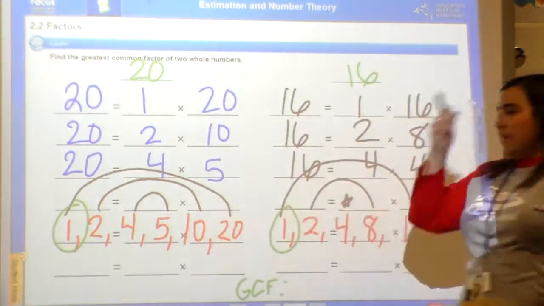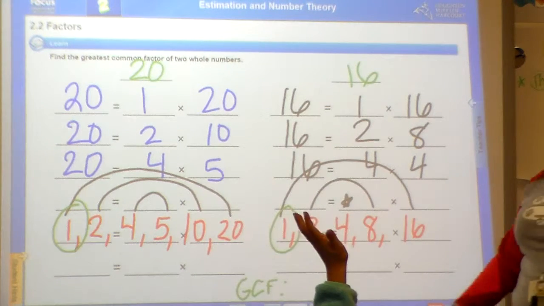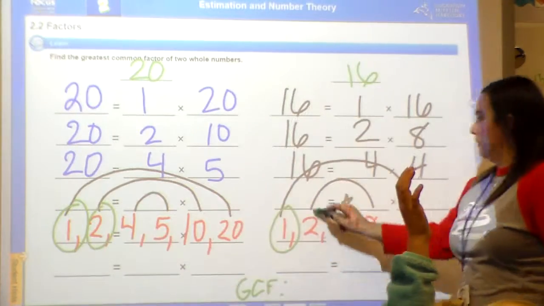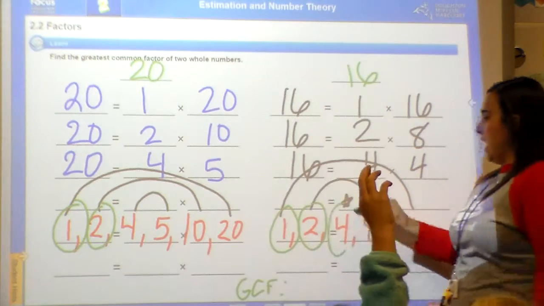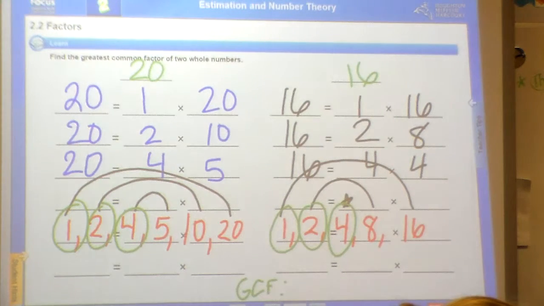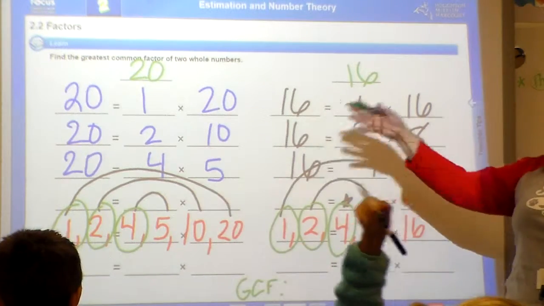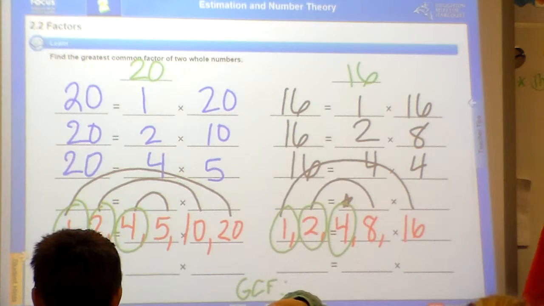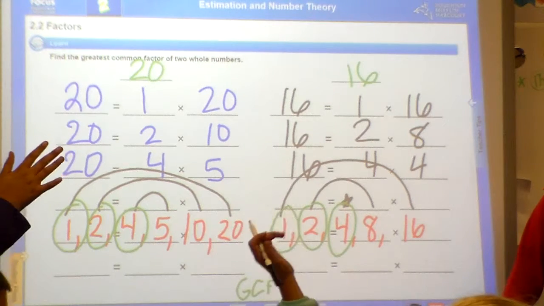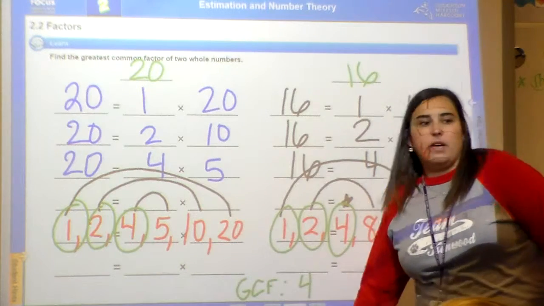Circle them on your board. They have 1 in common. What else do they have in common? Joe? They have 2 in common. They have 4 in common. Anything else that they share? No. So what is the greatest common factor between 20 and 16? Erica? 4. GCF is 4.